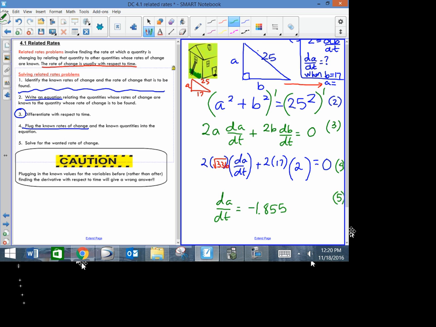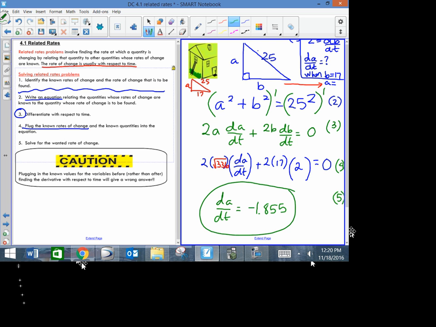Wait a minute, why is that negative? Because it's getting smaller. Right, because as this slides down, A is getting smaller, so you're decreasing that rate. Your rate is decreasing. Okay, did anybody not get that? You get it here? Okay, all right.